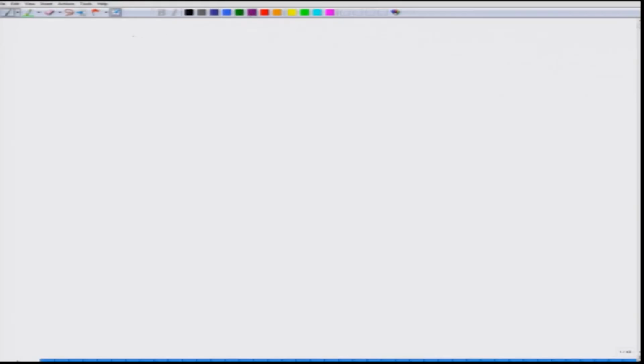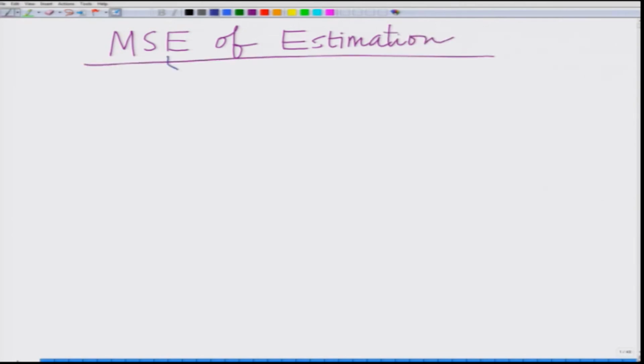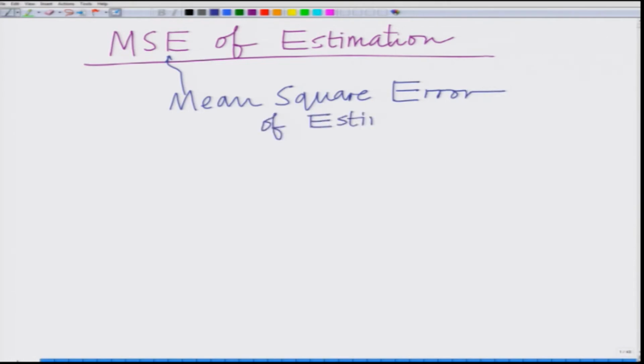So what we are going to do, we haven't discussed this so far, we are going to look at the MSE of estimation, or this is the mean squared error. MSE stands for the mean squared error. The mean squared error of estimation, correct.